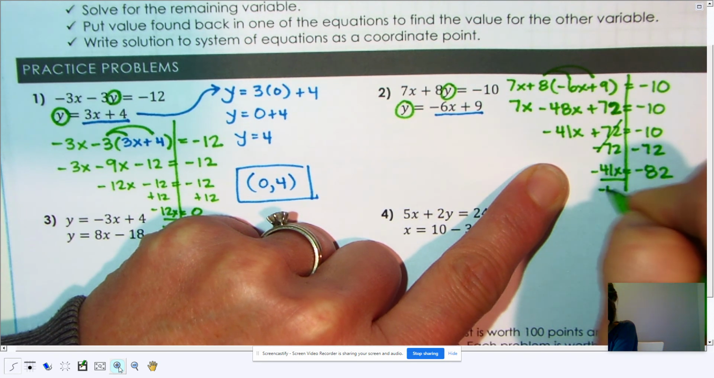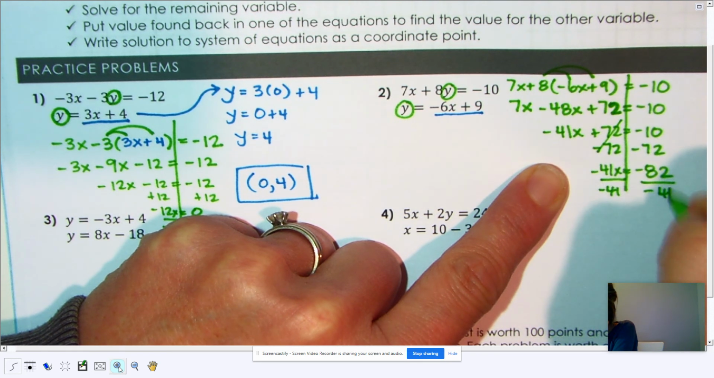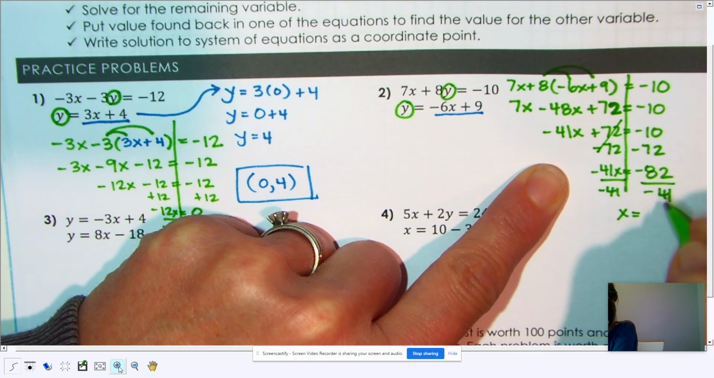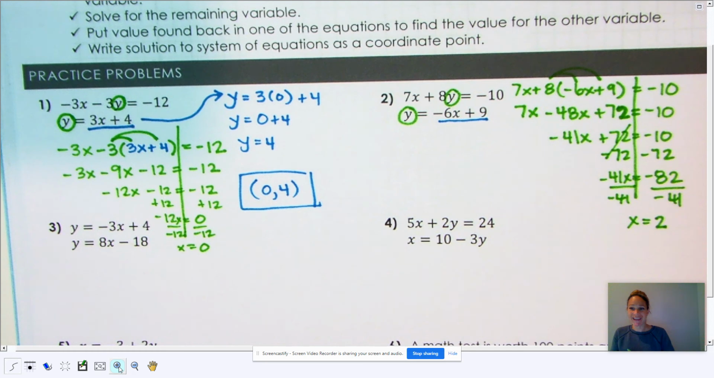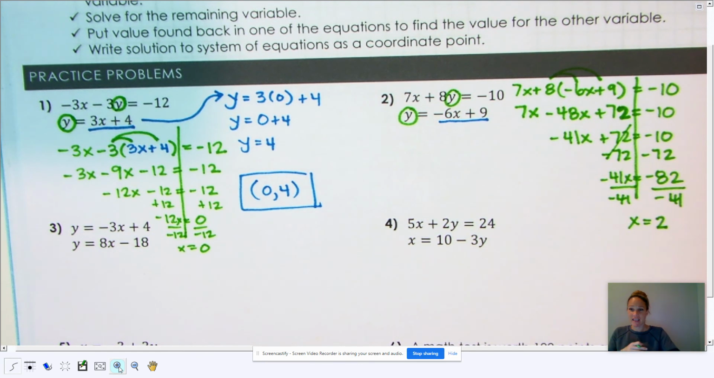I'm going to divide by the negative 41 on both sides. So I have x is equal to positive 2. All of that work and we got 2, right? It makes me feel better though when it's like a nice, even, small answer like that.